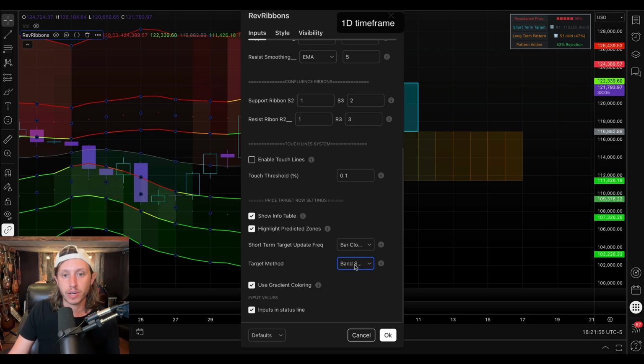While we're on the short-term target, let's look at the modes that we have. There are 3 different modes right now, and I actually have a few more updates coming where I will add a few other modes and a few more options there. Then we have our update frequency. I like to stick with bar close. Half bar and quarter bar are also pretty useful.